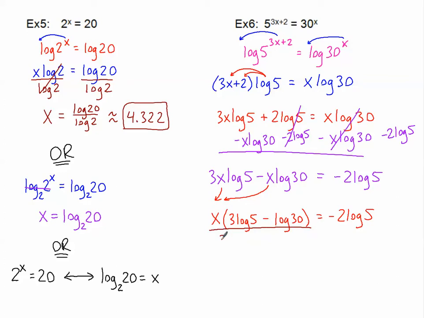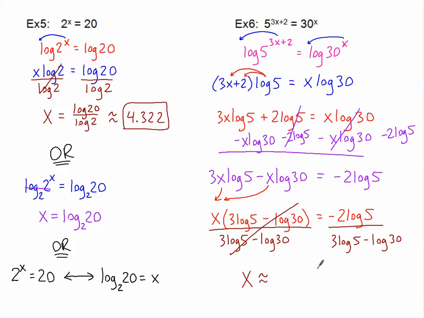The calculator will figure it out. I'm just going to divide that number away, the 3 log of 5 minus log of 30, and I'll divide that to both sides. Because this number, whatever it is, divided by itself, whoosh, cancels away. X will be all by itself. I need to plug this into the calculator.